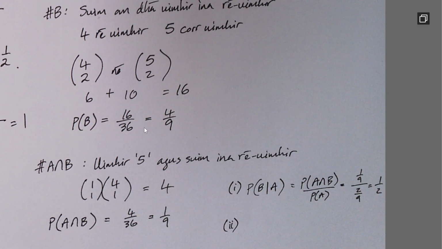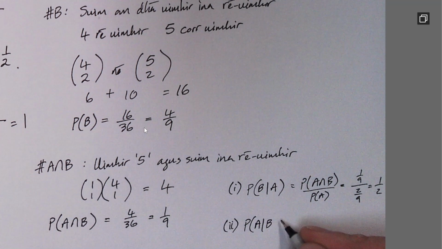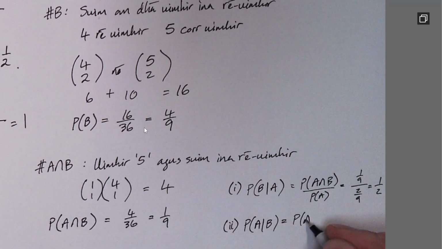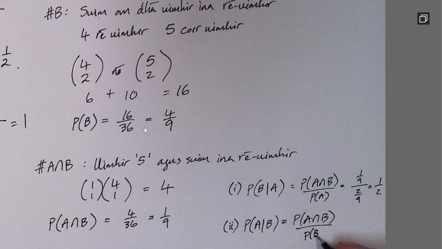If the sum of the two chosen numbers is even, what's the probability that one of the numbers is 5? So it's the opposite. P of A given that B has occurred is the probability of A intersection B divided by the probability of B. Okay, pause.